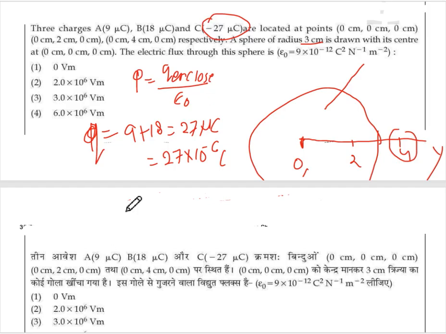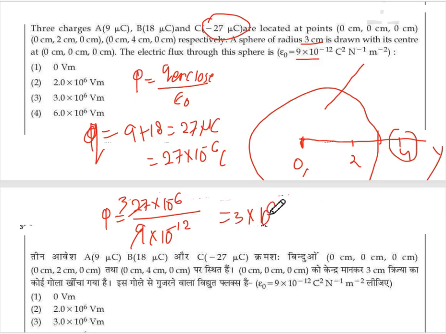Now just put in the values. So phi will become 27 into 10 to the power minus 6 divided by epsilon naught. If you don't remember the value, it is 8.85 into 10 to the power minus 12. Here it is given as 9, so directly put 9 into 10 to the power minus 12. It will become 3, this will cancel, and 3 into 10 to the power 6 volt meter, which is option 3. Okay, we'll go to the next question.